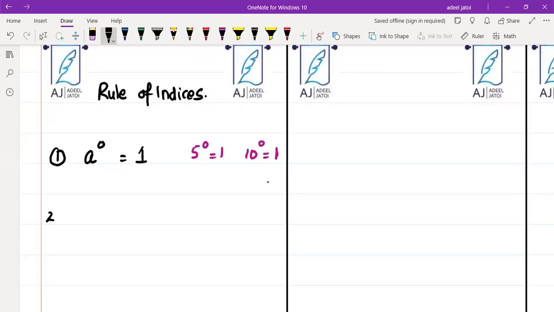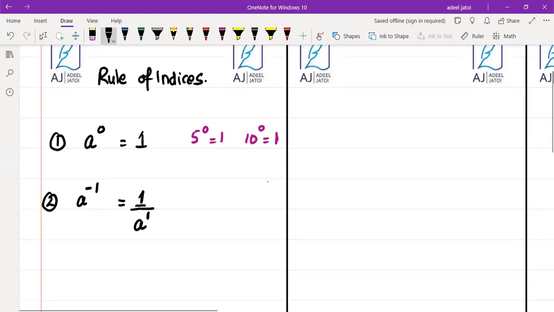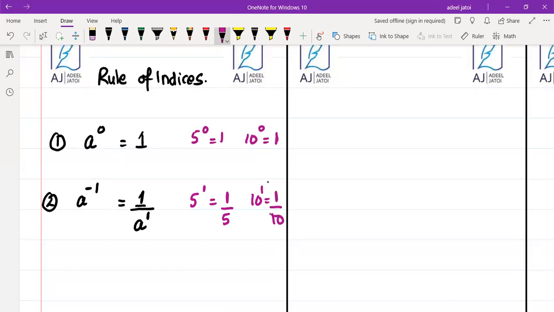Similarly, there's a second rule: if a to the power -1 is there, we will always reciprocal a and make sure the power is positive. So any number that has a negative power, let's say 5 to the power -1, means 1 upon 5. If I say 10 to the power -1, this will be 1 upon 10.